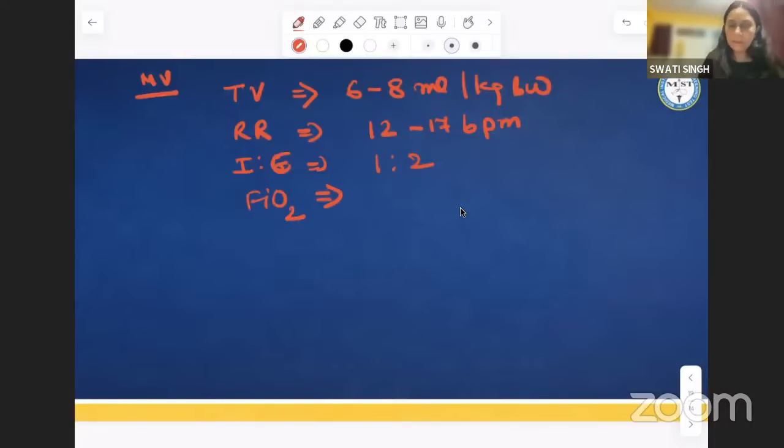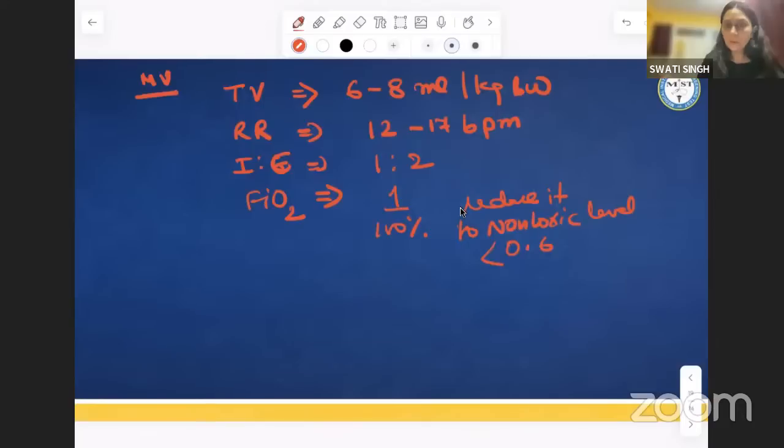FiO2, how much do I keep? We try to keep FiO2 at 1 when the patient comes. Initially, the first FiO2 is 1, that is, we give 100% oxygen, and then we try to reduce it to a non-toxic level. To how much? We try to reduce it to less than 0.6. We try to keep it less than 0.6. So initially we keep it at 100%, then we try to reduce it.